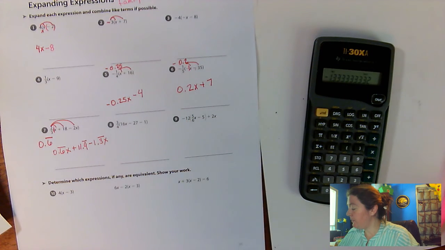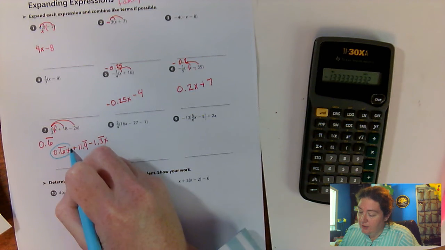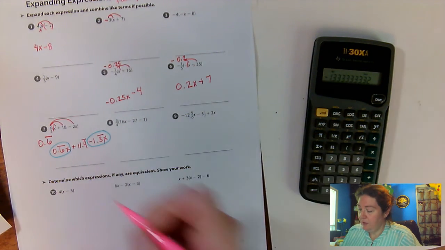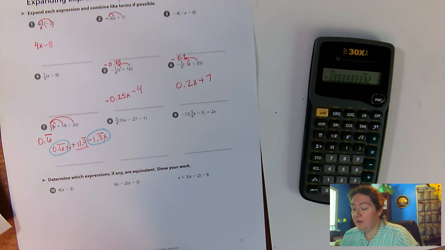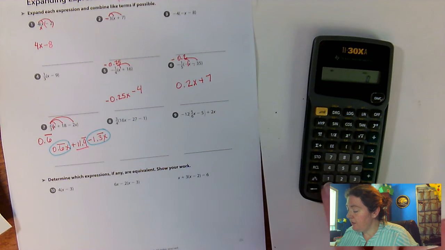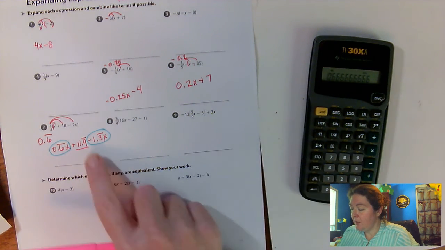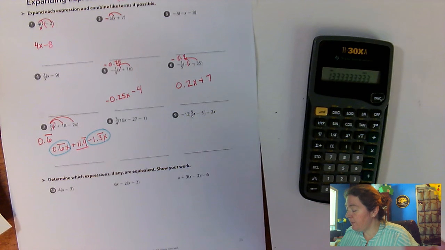So now, here's what I notice. I've got X family, plain Jane family. What do I need to do? I need to put my families together. So I'm going to take 0.6 forever and ever. Remember my signs go together. Minus 1.3 forever and ever.